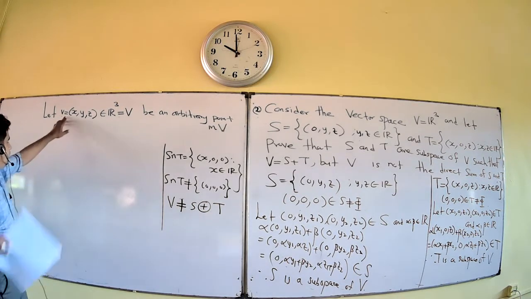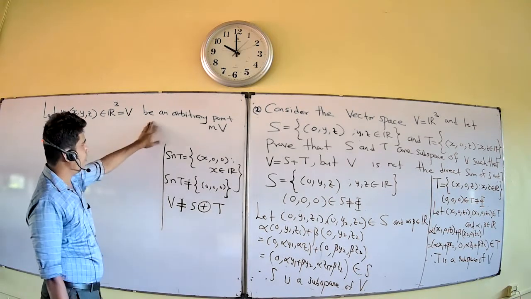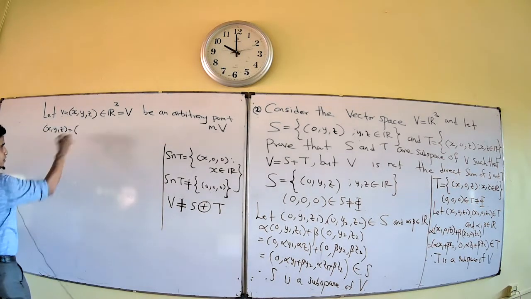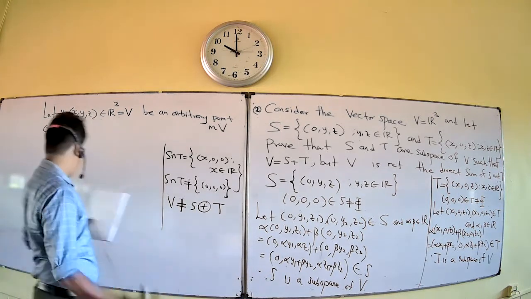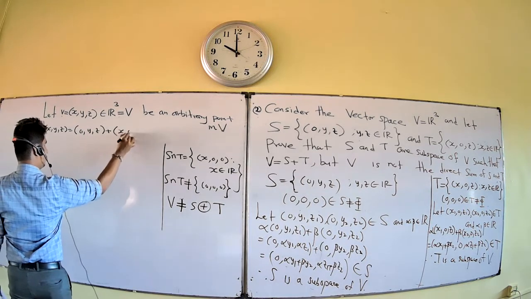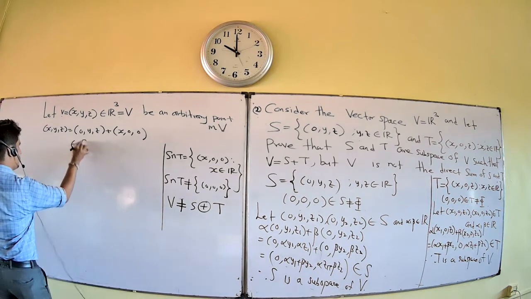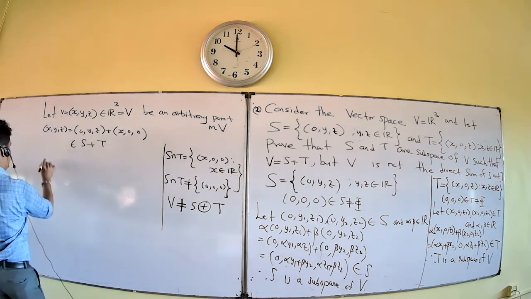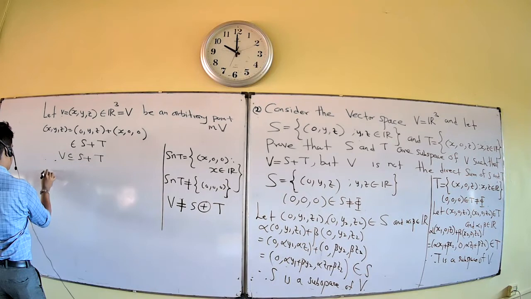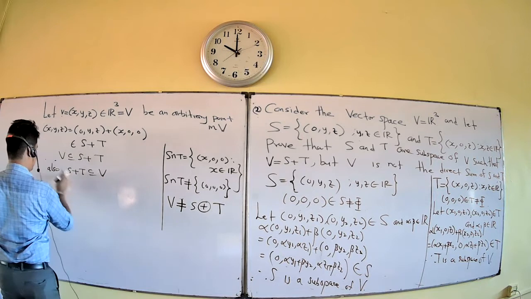Now you take one element v = (x, y, z) belonging to R cube, an arbitrary element in V. You can write (x, y, z) as (0, y, z) first, and next you put here (x, 0, 0). Is it okay? Yes. Therefore, this belongs to S, this belongs to T, and this belongs to V. Therefore, V is a subset of S plus T. Obviously, S plus T is a subset of V is also true.